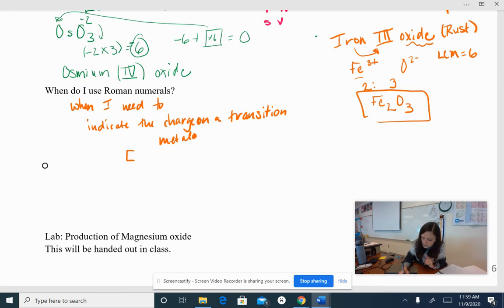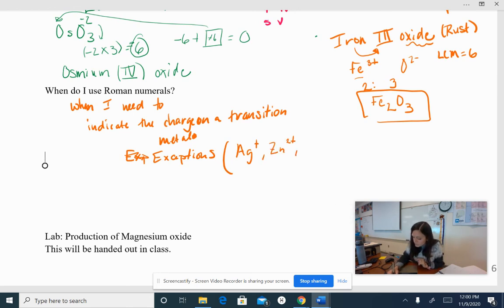The exceptions that do not need a Roman numeral, there's 4 of them. We have silver, that's always a +1. We have zinc, that's always a +2. We have cadmium, that's always a +2. And we have aluminum, that is always a +3. Every other metal past the alkali and alkaline earth metals is going to need a Roman numeral with it when you write the name.